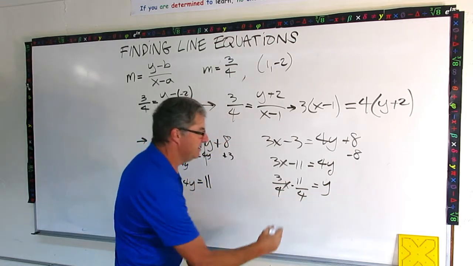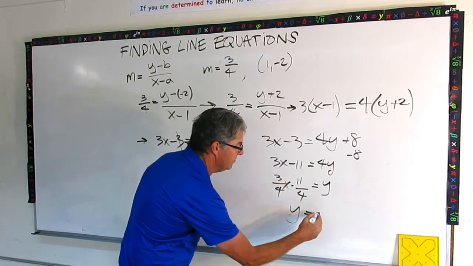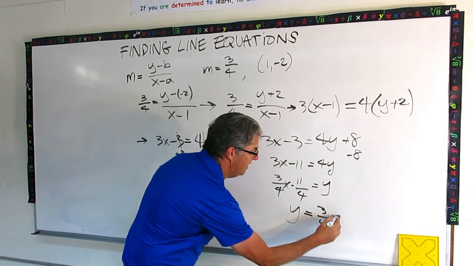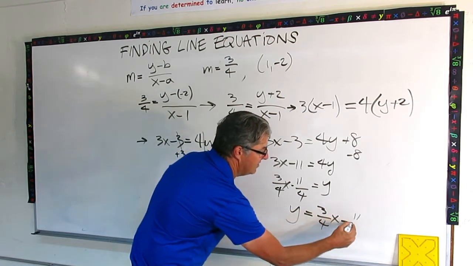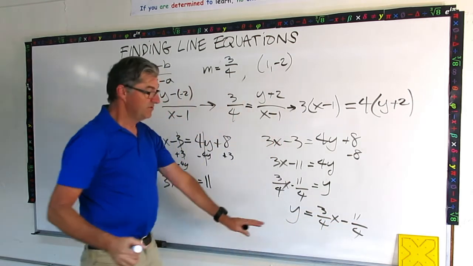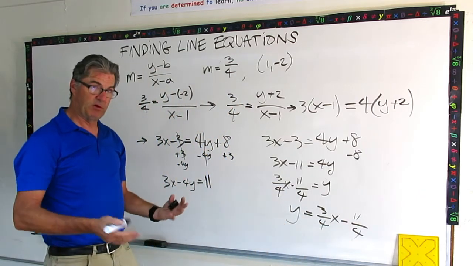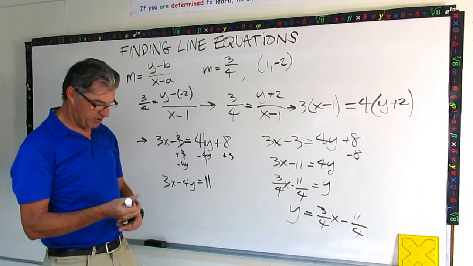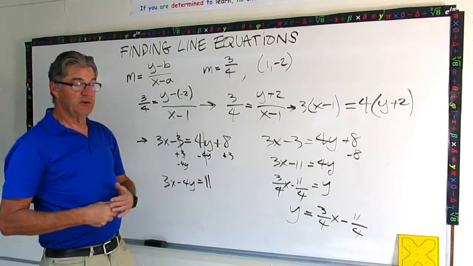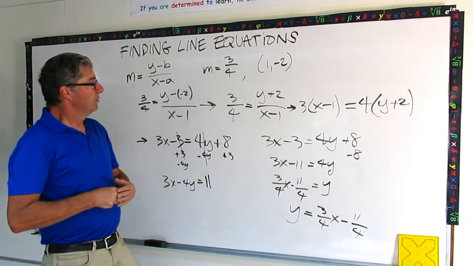Now let's rewrite that in the proper order. y equals 3/4 x minus 11 over 4. Don't worry about the fractions. That's fine. You can have improper, weird-looking fractions in your line equation. So that's the steps that you can do with this technique.